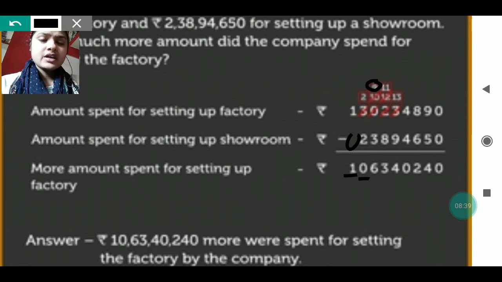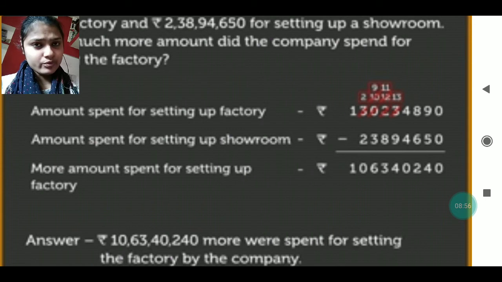So you will get 1 crore 63 lakh 40,240 is the amount which he has spent more on setting up the factory. Okay, the amount which has been spent by the company for setting up the factory more than for setting up the showroom.